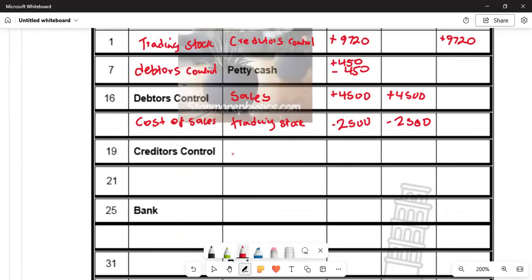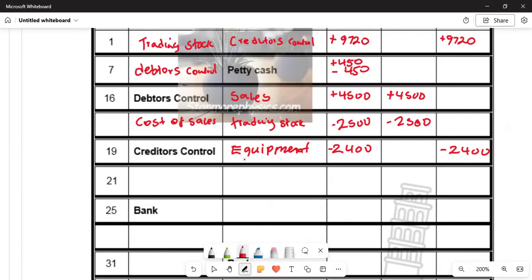So here is our creditors control, which is already debited. Now we are to credit equipment, which is our printer. Credit equipment of how much? 2,400. Minus 2,400. So this is how it is.